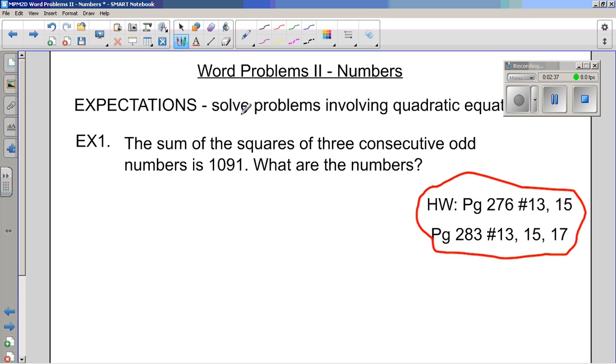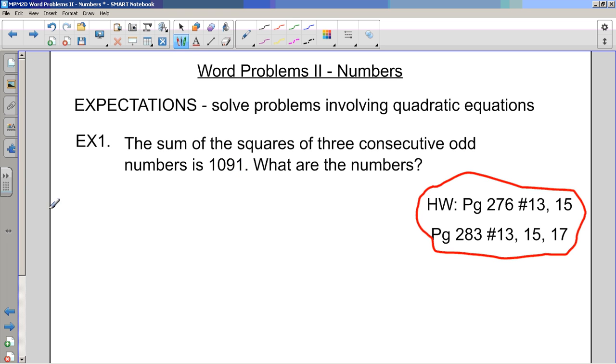So here we go. Word problems too. Solve problems involving quadratic equations. And you see there's the homework there. There's only one example. The sum of the squares of 3 consecutive odd numbers is 1091. What are the numbers? And probably you could mess around on your calculator and get the 3 numbers pretty quickly. But the idea with these easier ones is to get our modeling skills up. This idea of if we choose x to represent something, then develop an equation, and then we'll get answers that always work.